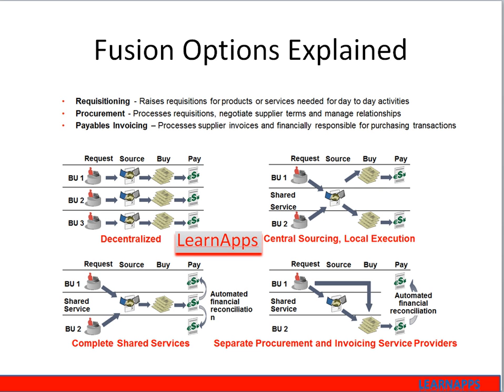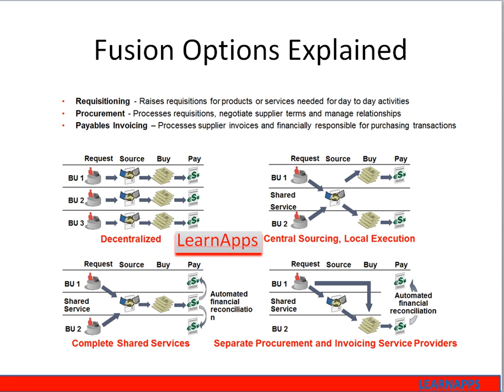The second option is central sourcing. For example, the same three business units: business unit 1 and 2 will request, and we will create a third business unit as a shared services model. In sourcing, it will act as a central sourcing unit, but procurement and pay will be done by the respective business units, BU1 and BU2.